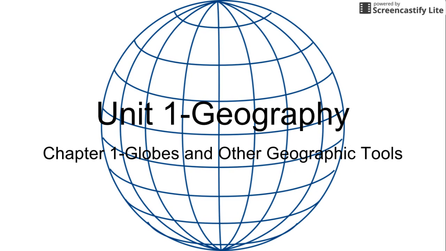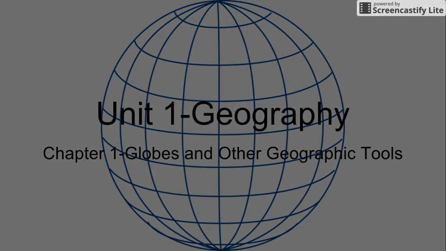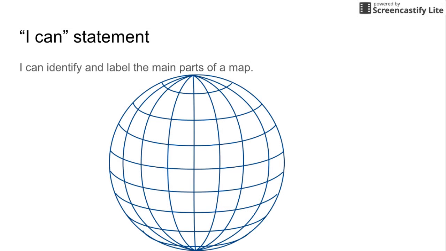We're going to start on our first chapter of Unit 1 of Geography, which is globes and other geographic tools. Our I can statement is, I can identify and label the main parts of a map.